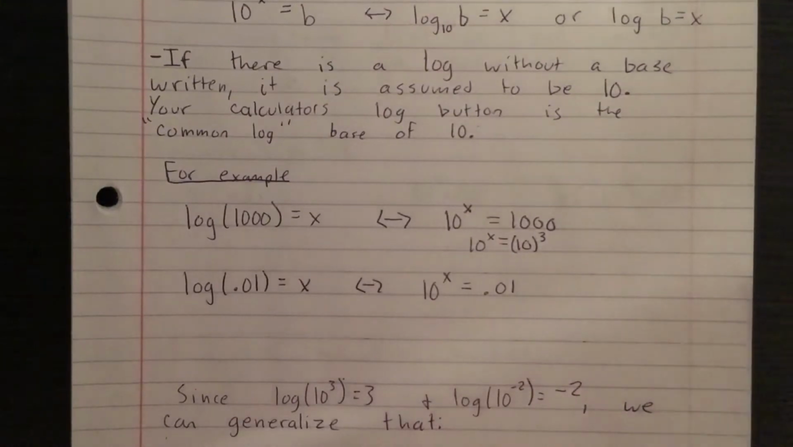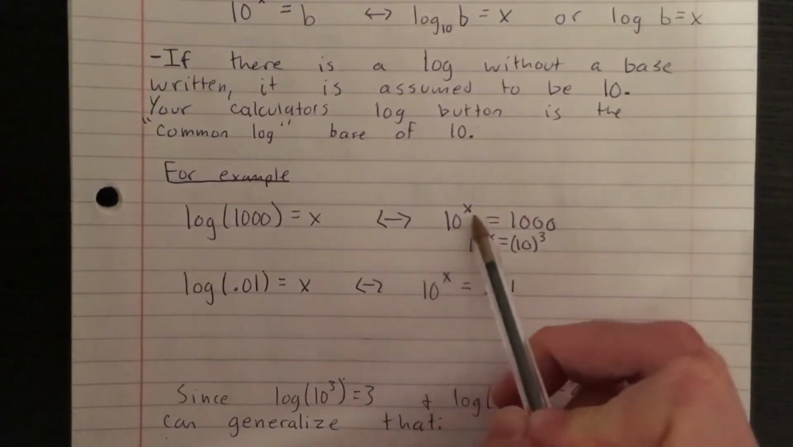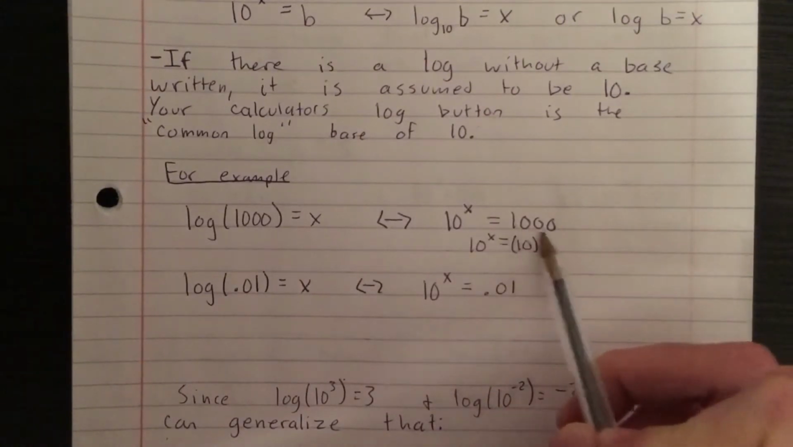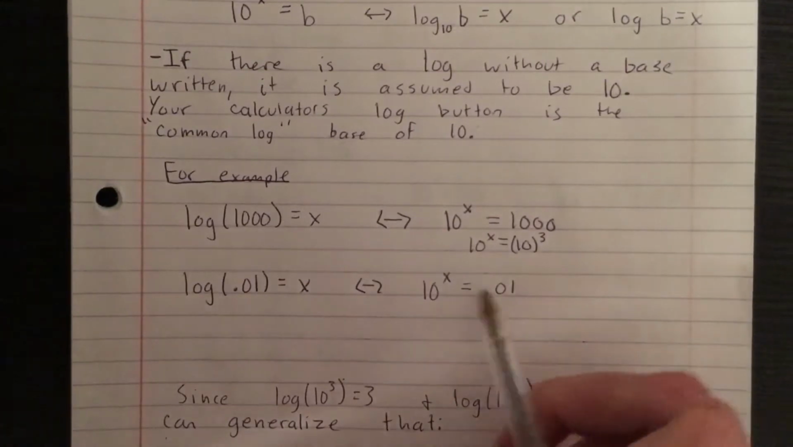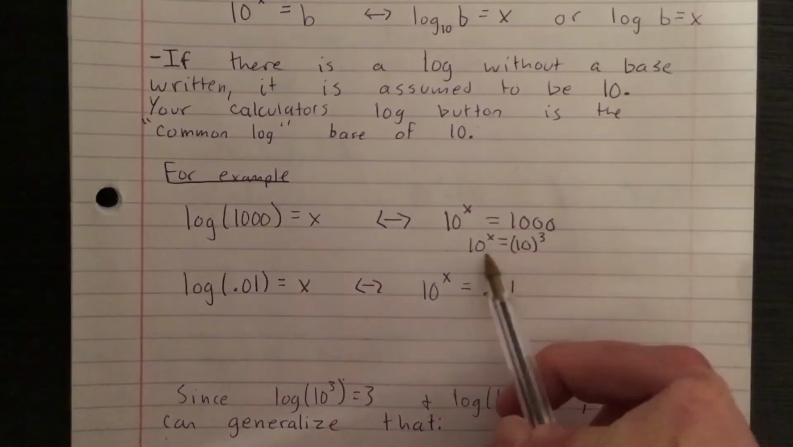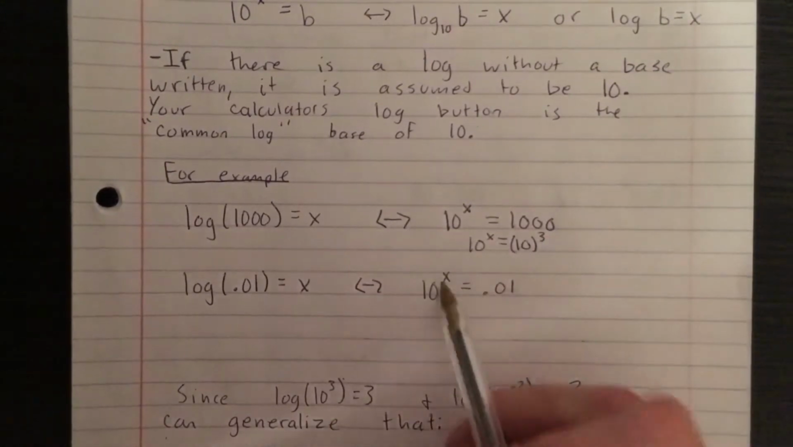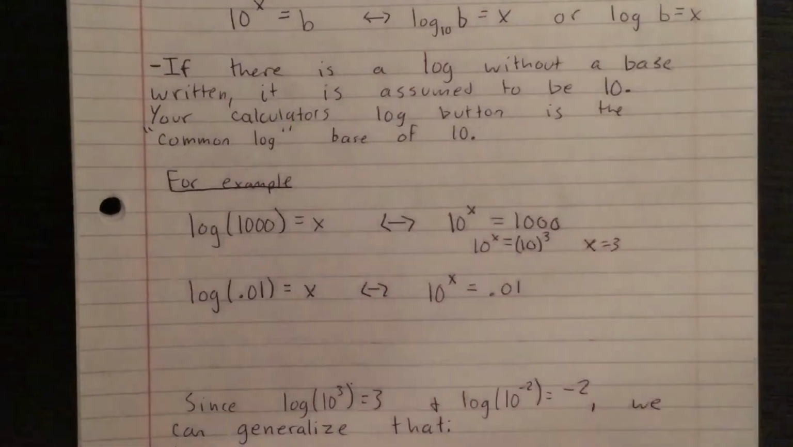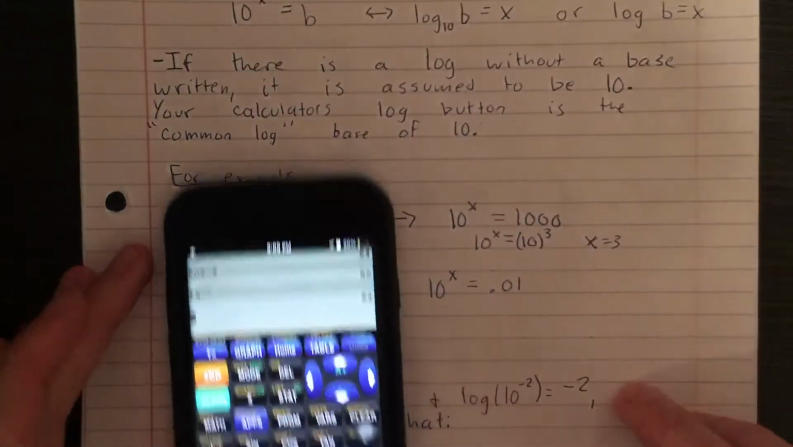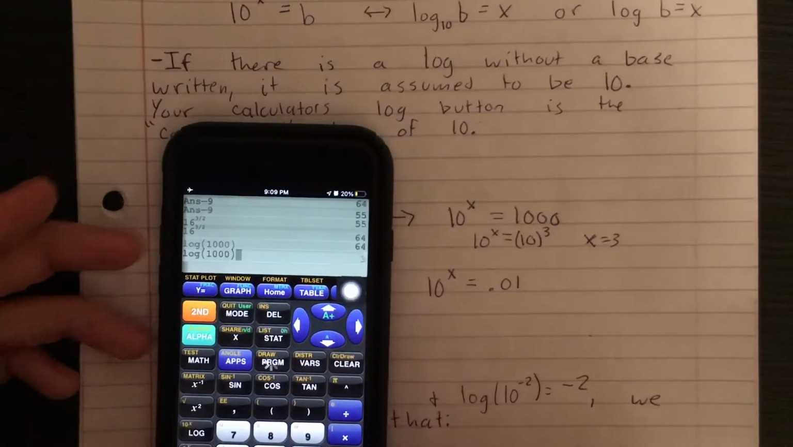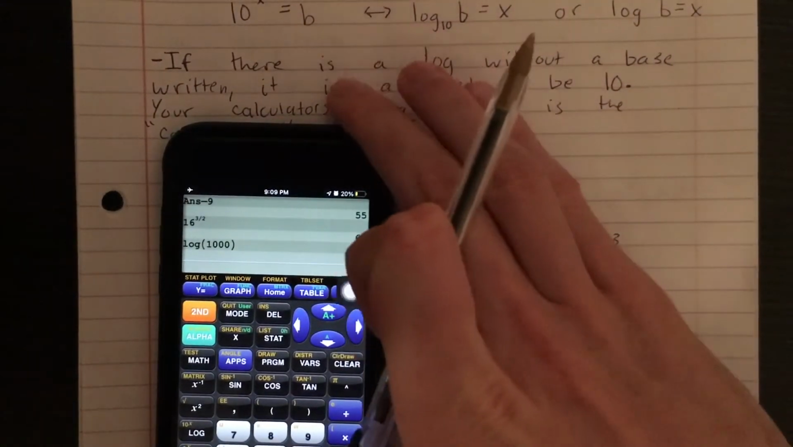Again, this is just a different way to rewrite an exponent. This is saying 10 to what power equals 1,000. And if you rewrite 1,000 as 10 to the third power, it becomes pretty apparent that if 10 to the third is equal to 10 to the x, then x should equal 3. If you double check that using a calculator, and you do the log of 1,000, you can see that evaluates to be 3.